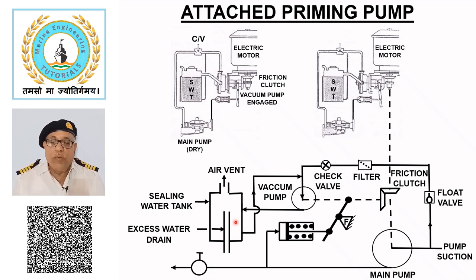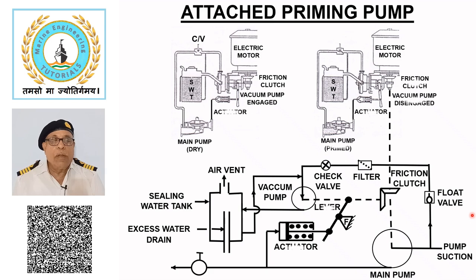When all the air is removed by the vacuum pump, it may also draw some water from pump suction. Excess water overflows through the excess water drain in the sealing water tank. When pump gets primed, water pressure acts on piston in the actuator and compresses spring. The operating lever disengages the clutch and vacuum pump stops.